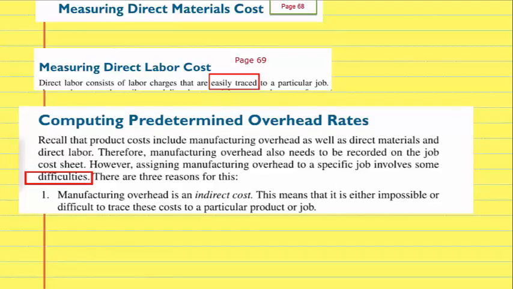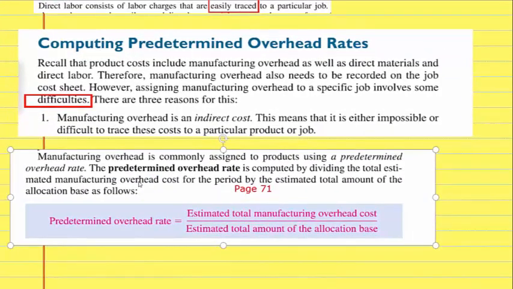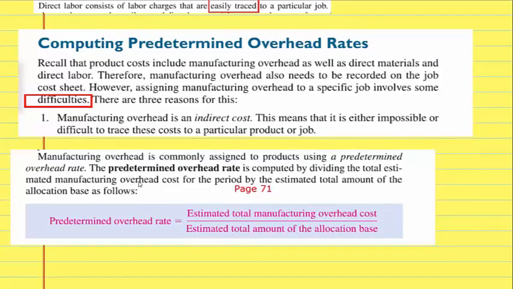So the way we overcome that difficulty in a manufacturing setting is to use a predetermined overhead rate on page 71. And the predetermined overhead rate is computed by dividing estimated total manufacturing overhead cost by estimated total amount of the allocation base. And that denominator, the allocation base, is a measure of volume. It could be number of units produced. It could be direct labor hours. That denominator could be direct labor costs that we use to apply factory overhead.